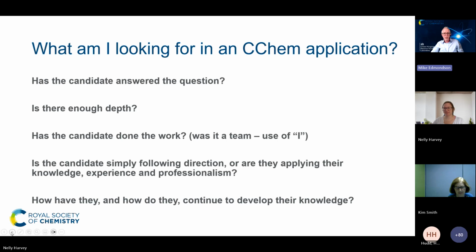And then the final one is, how are you using your experiences to develop your knowledge? Are you identifying where you need to do something else? That might be a training course. It might be just getting experience on something else that helps bolster your knowledge. So I think those are the nuggets that I can provide. I hope they're helpful. And with that, I'll hand back to Nellie.